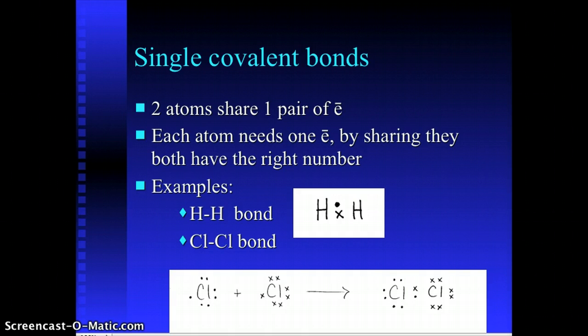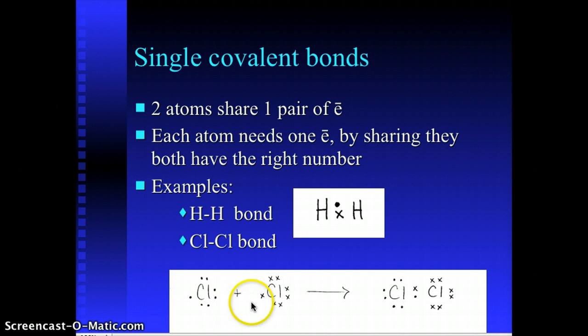So here's some examples here. We're going to be doing quite a bit of drawing like this. So a hydrogen-hydrogen bond, okay? The dot and the X's are kind of showing this dot comes with one hydrogen, the X comes with the other, they share them together. Hydrogen likes to have two electrons by it to be stable.